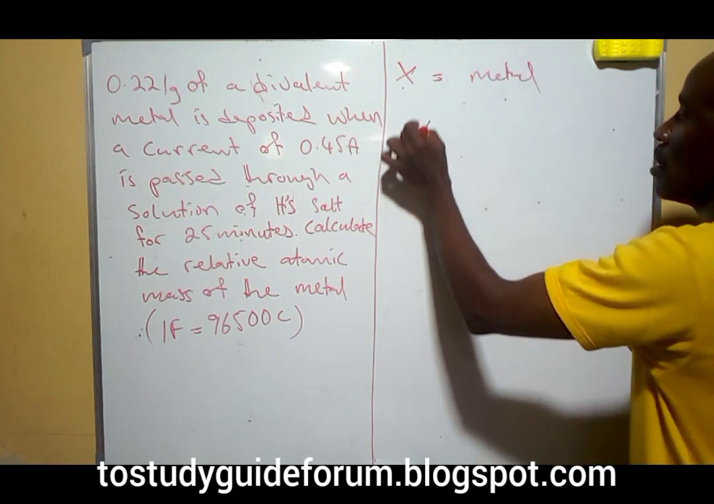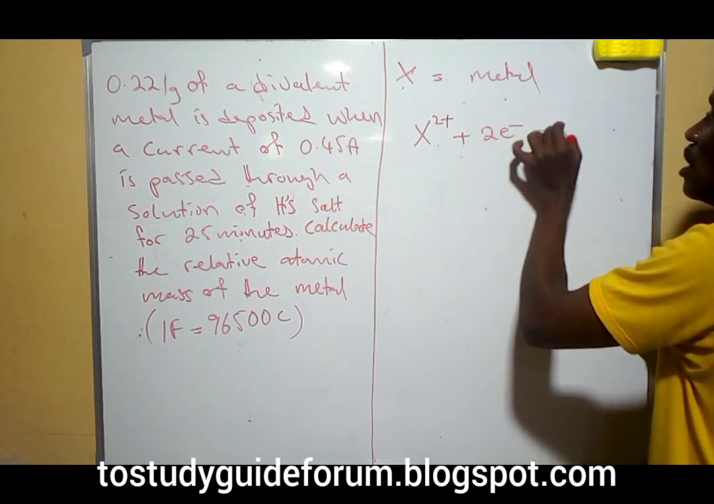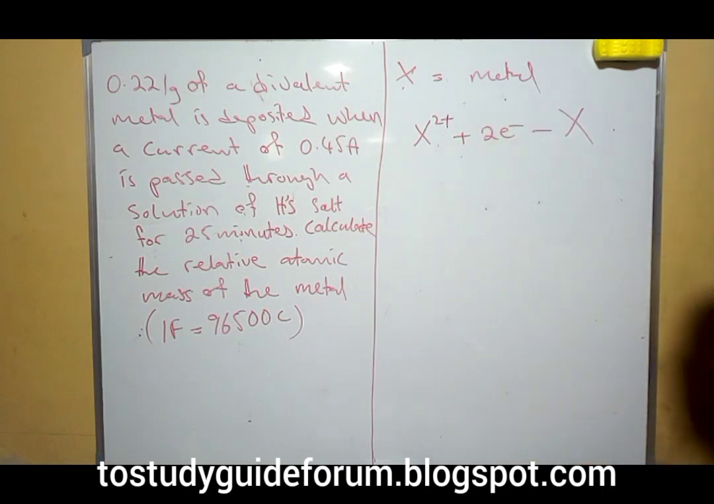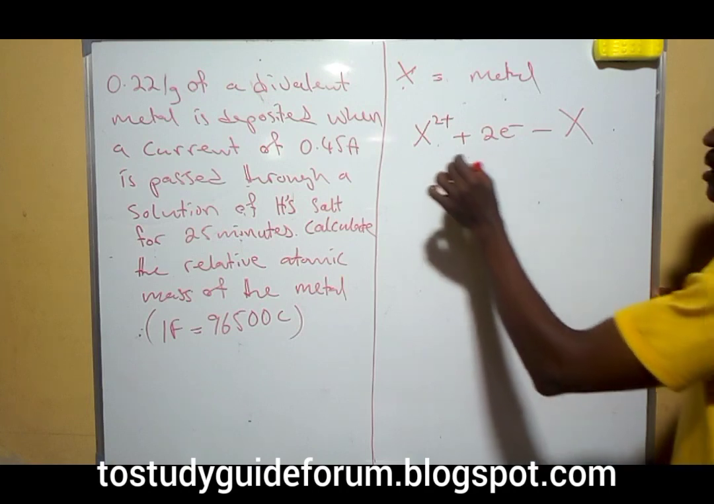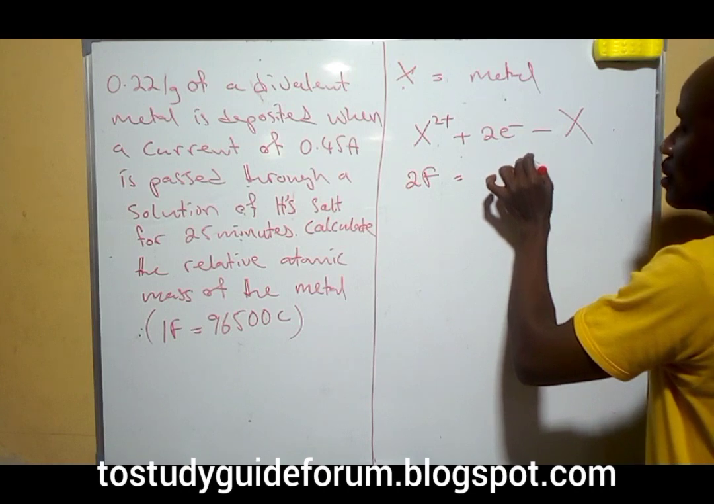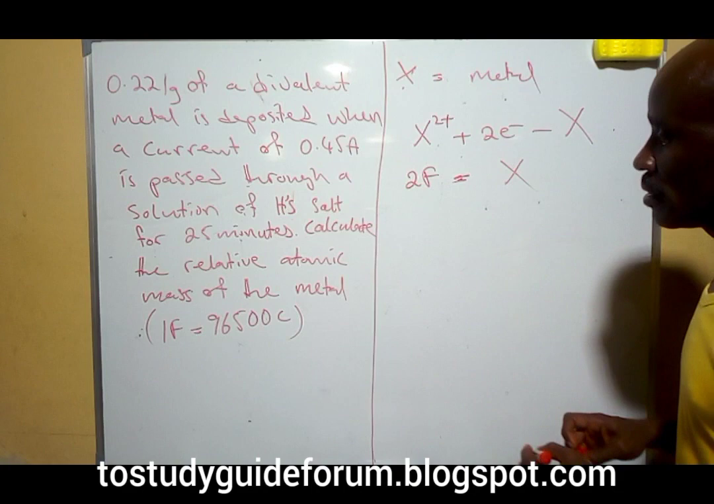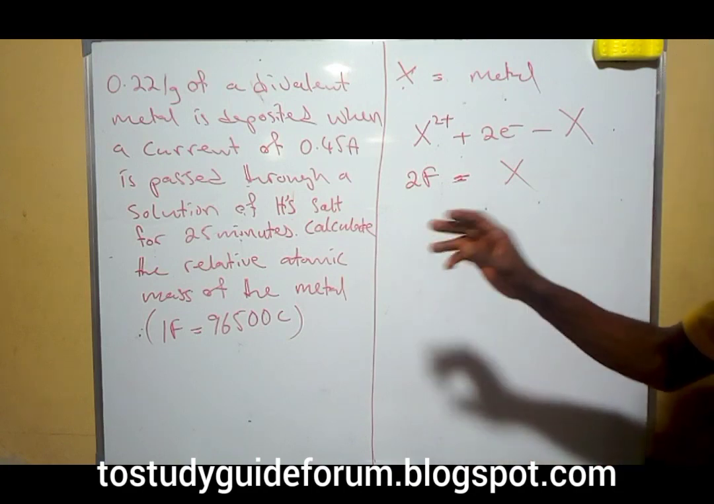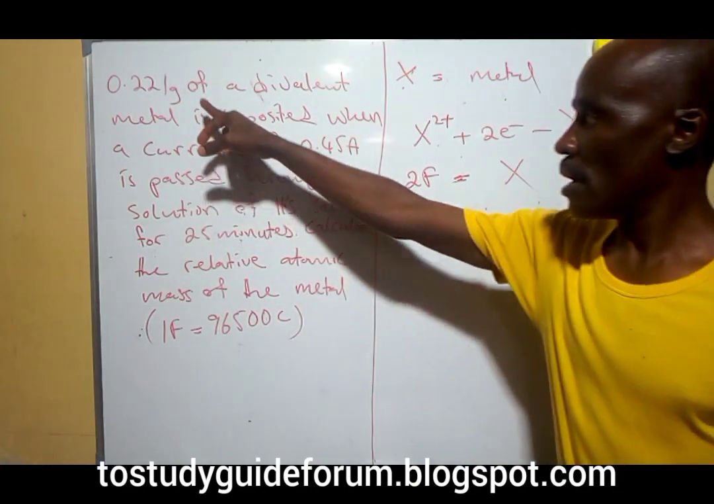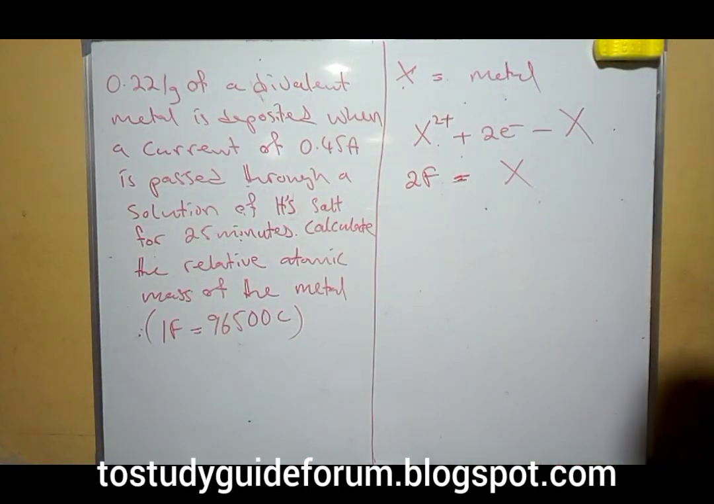So it means that X2+ plus 2 electrons will deposit the metal X. So what it means here is that 2F will deposit X, and we don't know this mass, the relative atomic mass of the X we're looking for. But based on the information given to us, we are meant to understand that a certain mass is liberated.